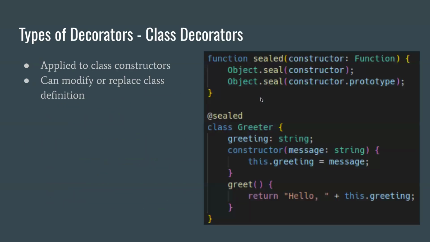Here is an example of a class decorator. We can see that we have a Greeter class, and we have this decorator, which is applied to the class constructor. So it modifies the class definition by calling Object.seal.